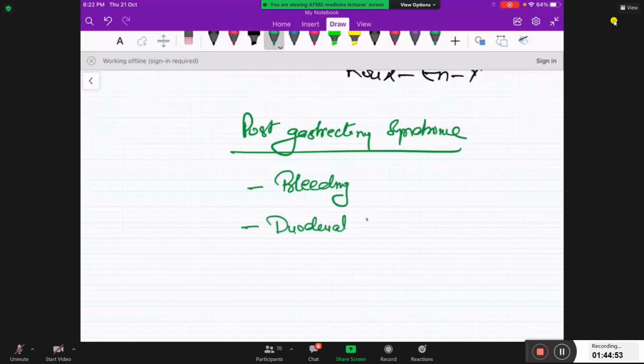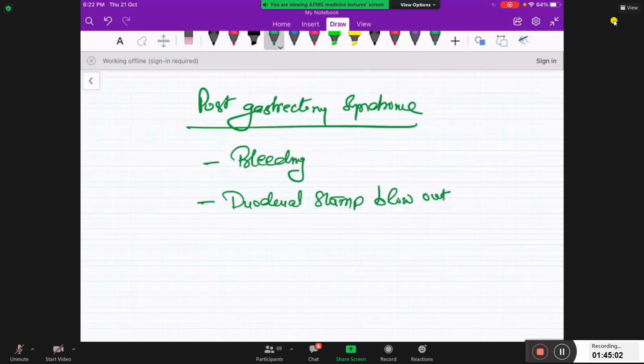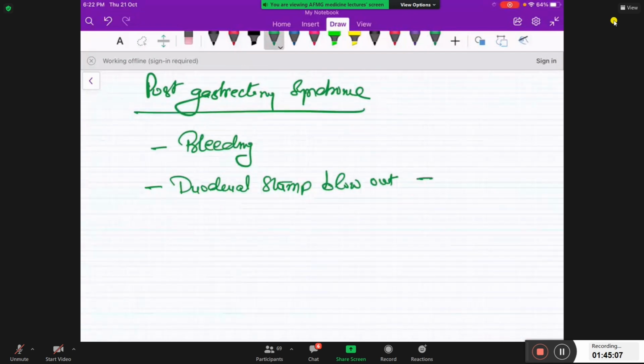duodenal stump blowout. What do you mean by duodenal stump blowout? Duodenal stump blowout means opening of the sutures of the duodenum. And this commonly happens between 4th to 7th day, checked in exam. If it has to happen, it will happen between 4th to 7th day. More commonly, it happens on the 4th day, a question asked. Duodenal stump blowout more commonly happens on the 4th day.